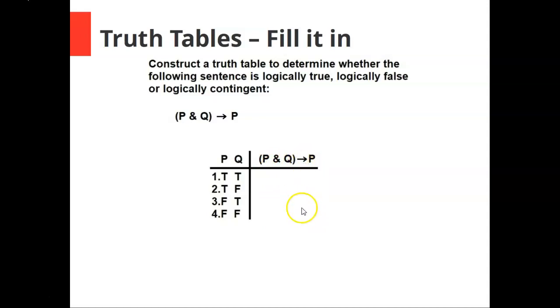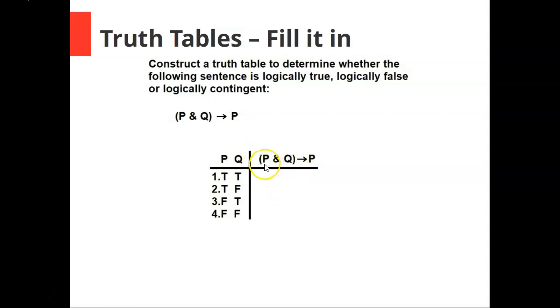Well, in order to fill in this column, a conditional is only false when the antecedent is true and the consequent is false. You would have to know the information for the antecedent and the consequent. The consequent is P. You have that information over here. On line 1, P is true, 2, P is true, 3, P is false, 4, P is false. So you do have the information for the consequent, but you don't have the information for the antecedent. The antecedent is this conjunction, so we have to get that first.